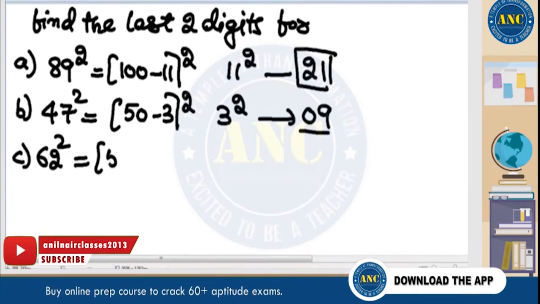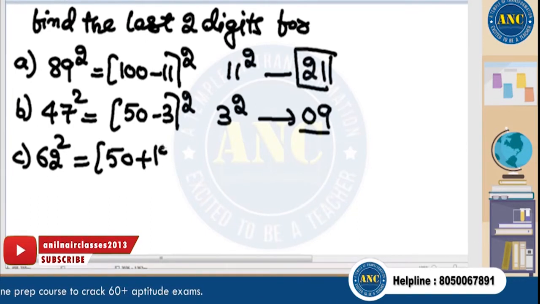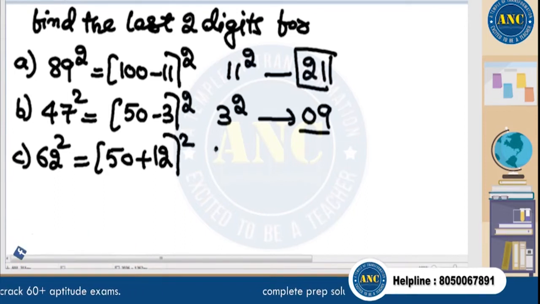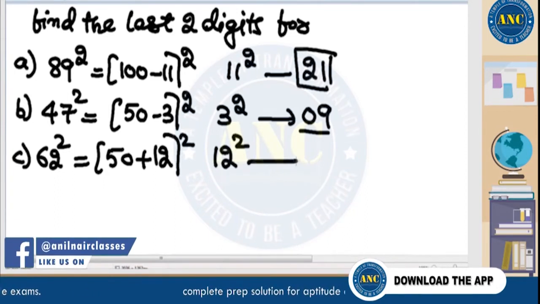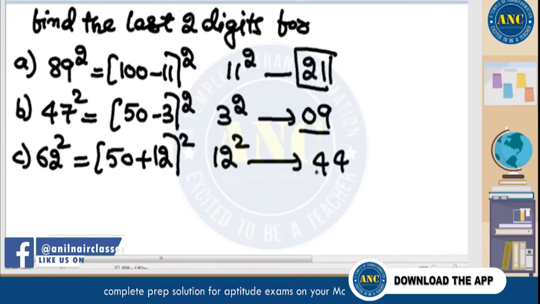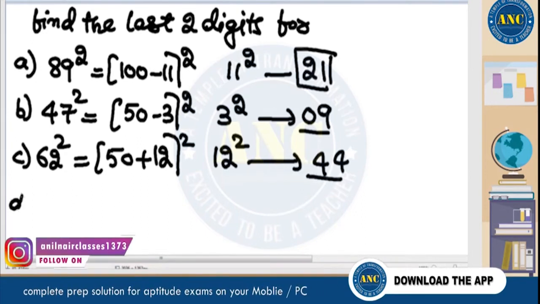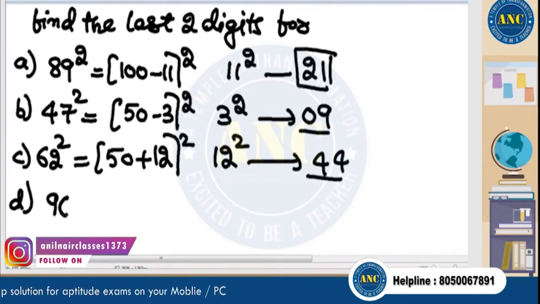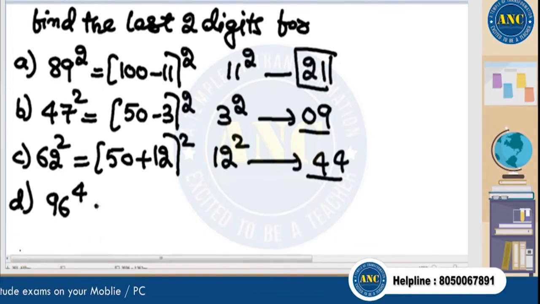Find the last two digits for 62 square. 62 is nothing but 50 plus 12 whole square. For 50 plus x square, x square will have the last two digits the same. 12 square is 144.